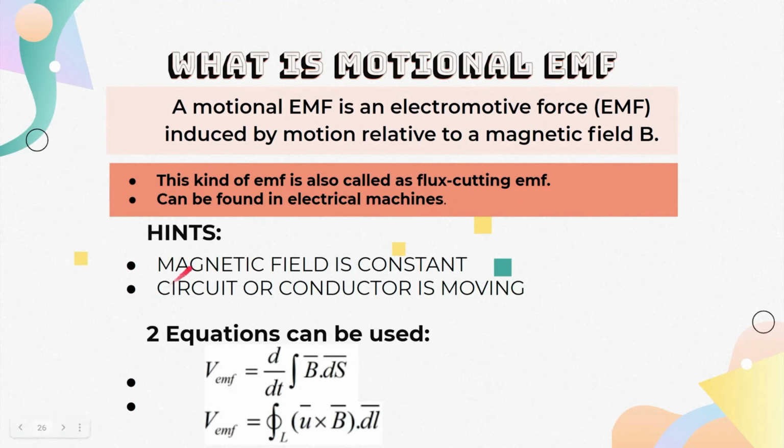There are two hints that can be used to determine whether the circuit or the conductor has induced motional EMF or not. The first hint is that the magnetic field is constant. And the second hint is that the circuit or the conductor is moving. There are two equations which are related to motional EMF.